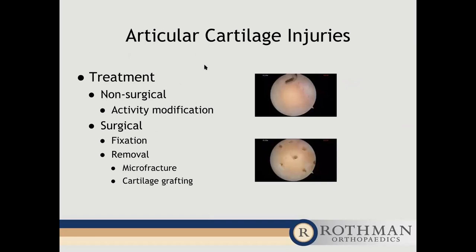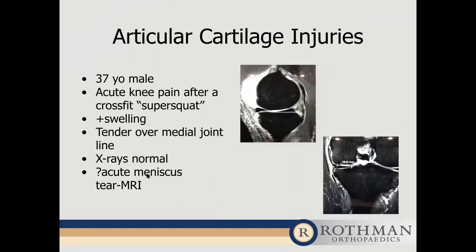So, treatment: they don't all need surgery. Sometimes they can be treated with activity modification, but sometimes we can go in there and actually put the piece of cartilage and bone back in place. Sometimes we have to take the piece out, and we either do what's called microfracture, where we make little holes in the bone to get bone marrow to come out to fill a pothole, or we perform cartilage grafting. And I'll show you that next. So here's an example of a patient who's a 37-year-old male who was doing CrossFit.